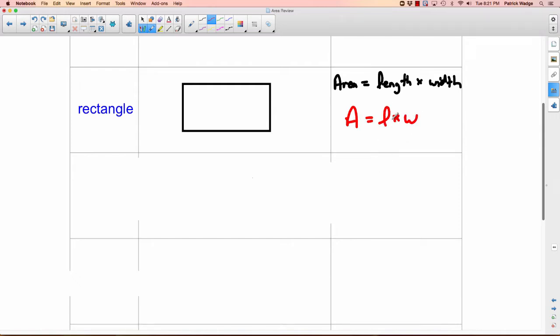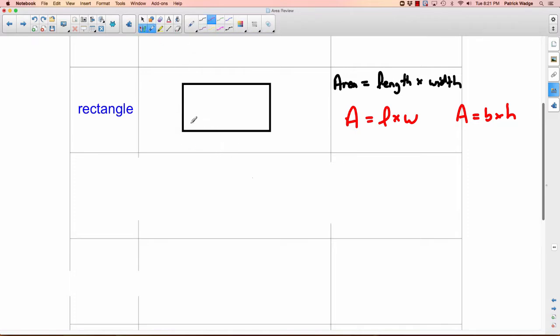Now, some people don't use that formula. They actually use area equals B times H. You know what that stands for? Base and height. I'm okay with that. If you do it that way, you would label this B and this H. Or if you're going to go with the length and width, you would label what?